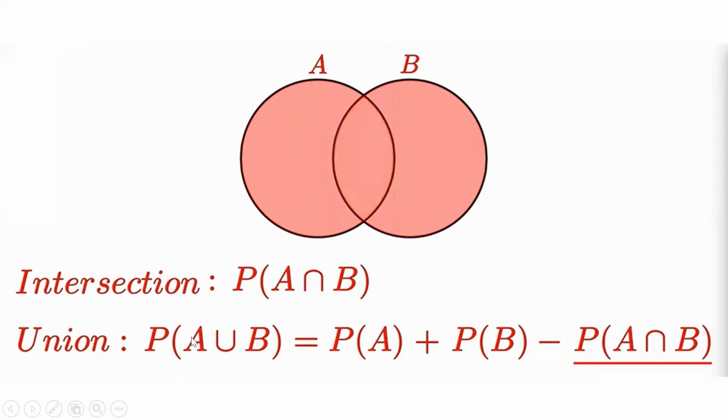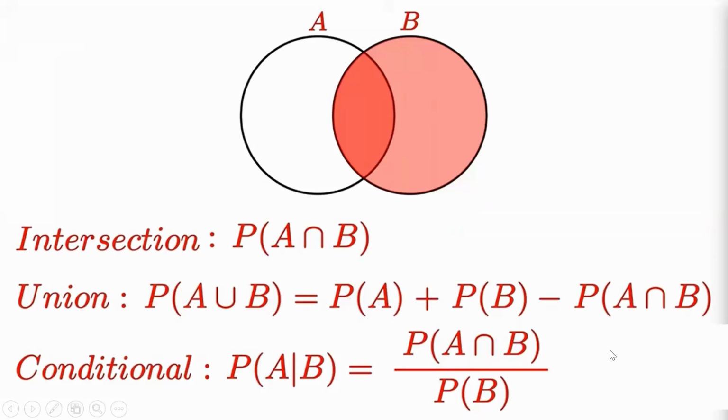In that case, the union is not just P of A and P of B together, because when you are taking P of A, the whole circle is counted, and when you are taking P of B, the whole circle B is counted. That means this portion is being counted twice. So you first count only A, then only this part, and because we are counting this portion twice, that has to be subtracted. Where the intersection is not equal to 0, P of A union B is equal to P of A plus P of B minus P of A intersection B.